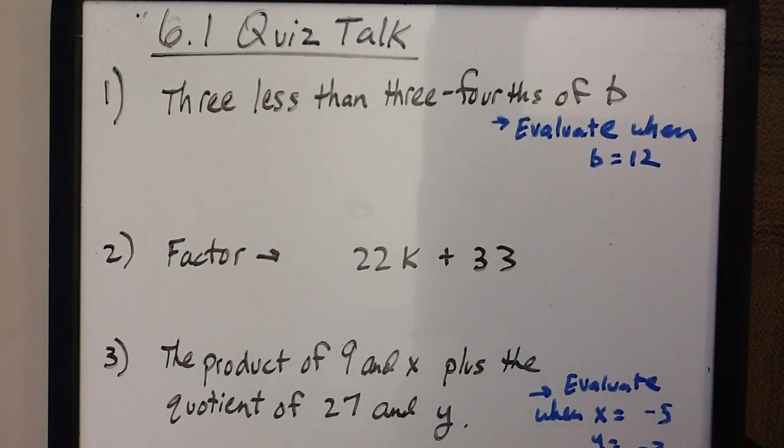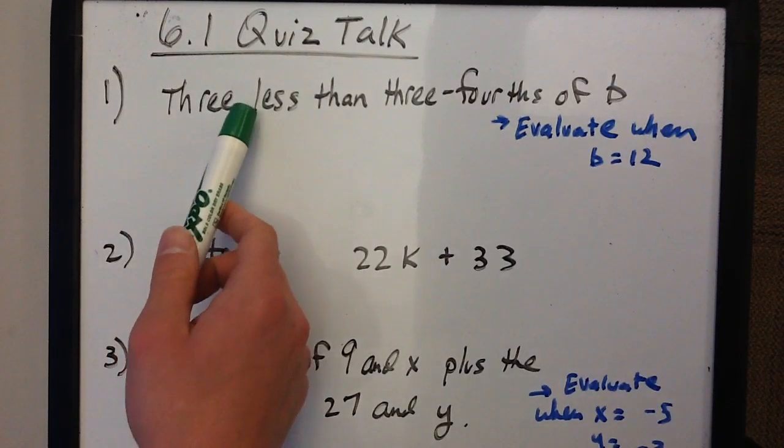7th grade, in this video we'll go over the problems on the 6.1 quiz. Number 1 says translate the verbal phrase into an algebraic expression and then evaluate the expression when the variable is equal to 12. So here's the algebraic expression, here's the verbal phrase.